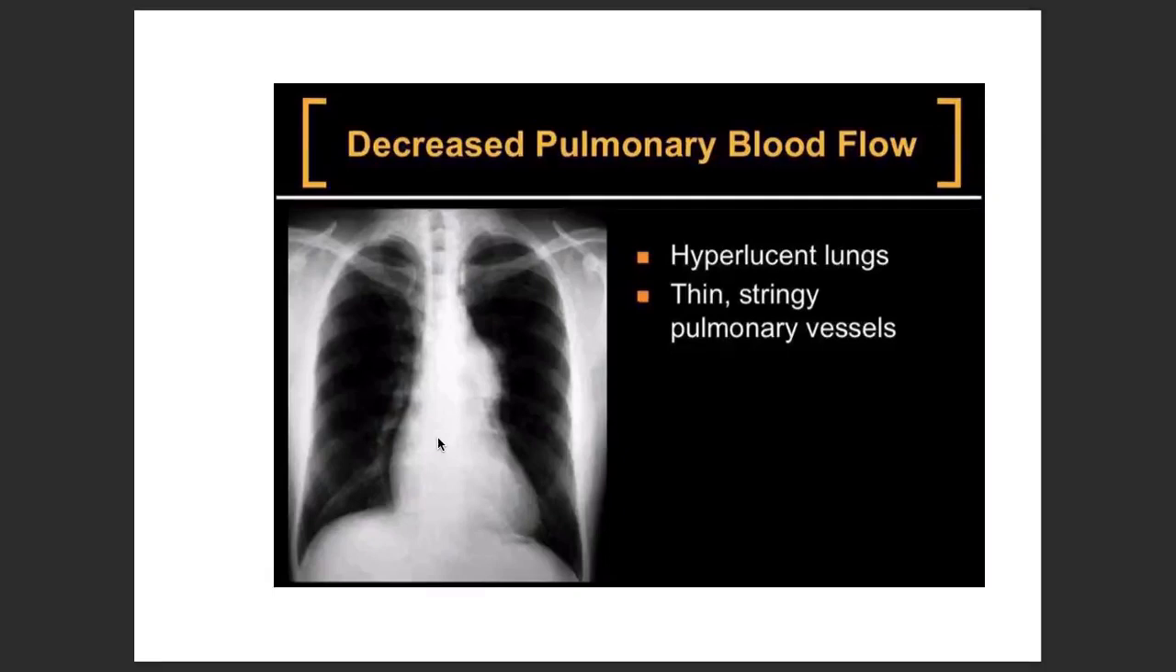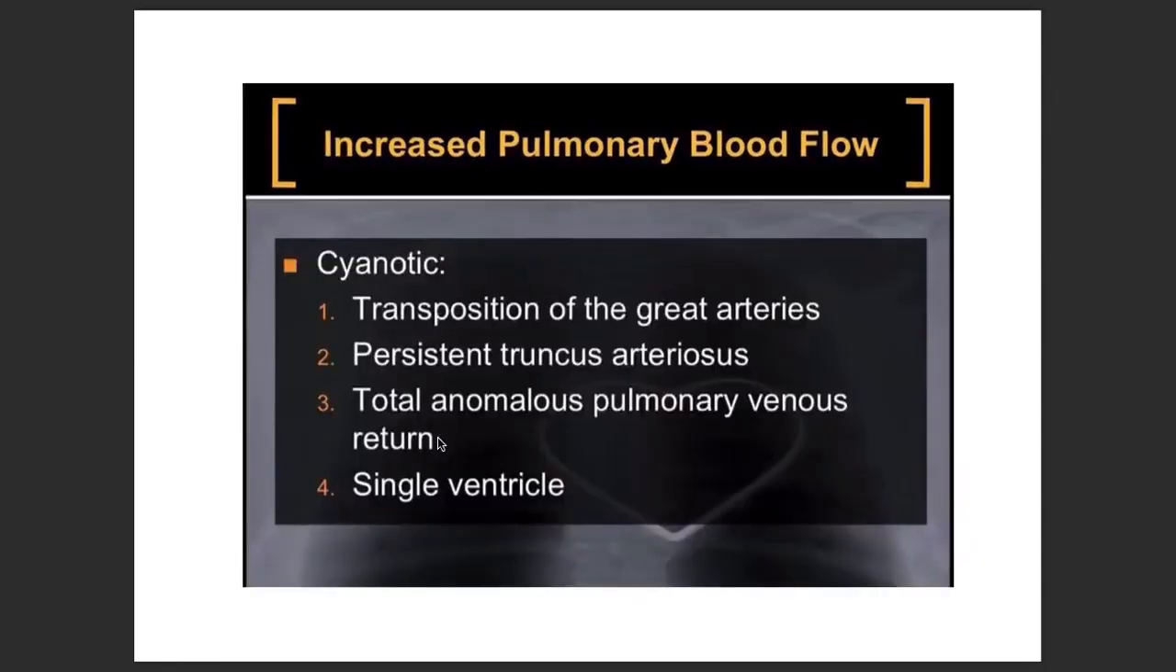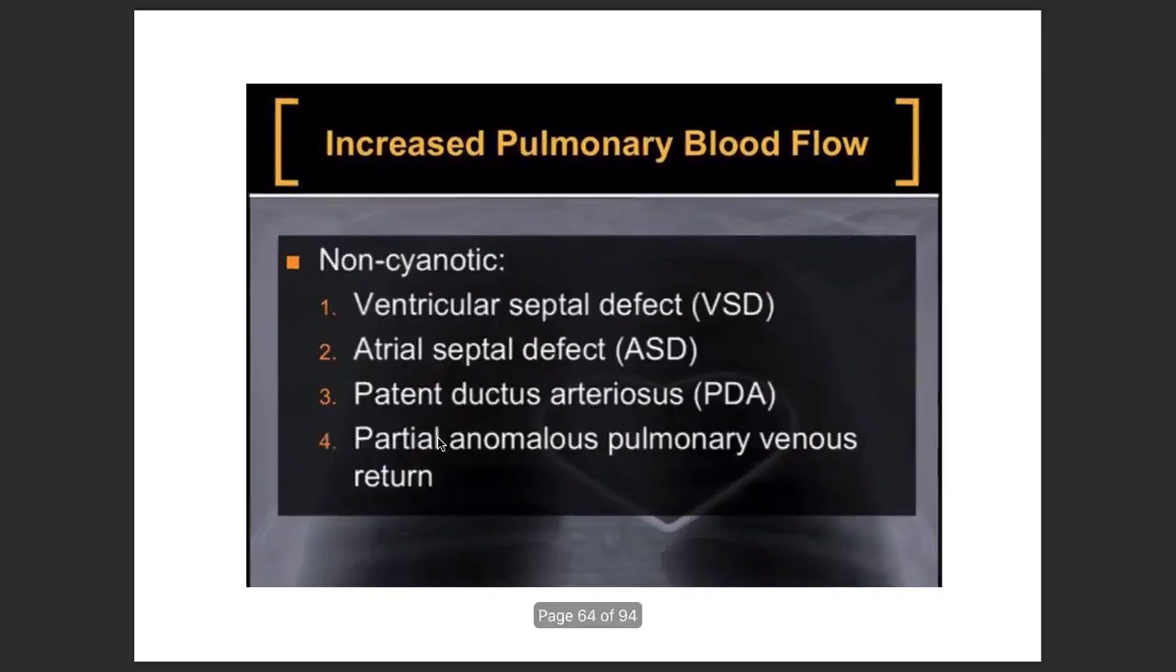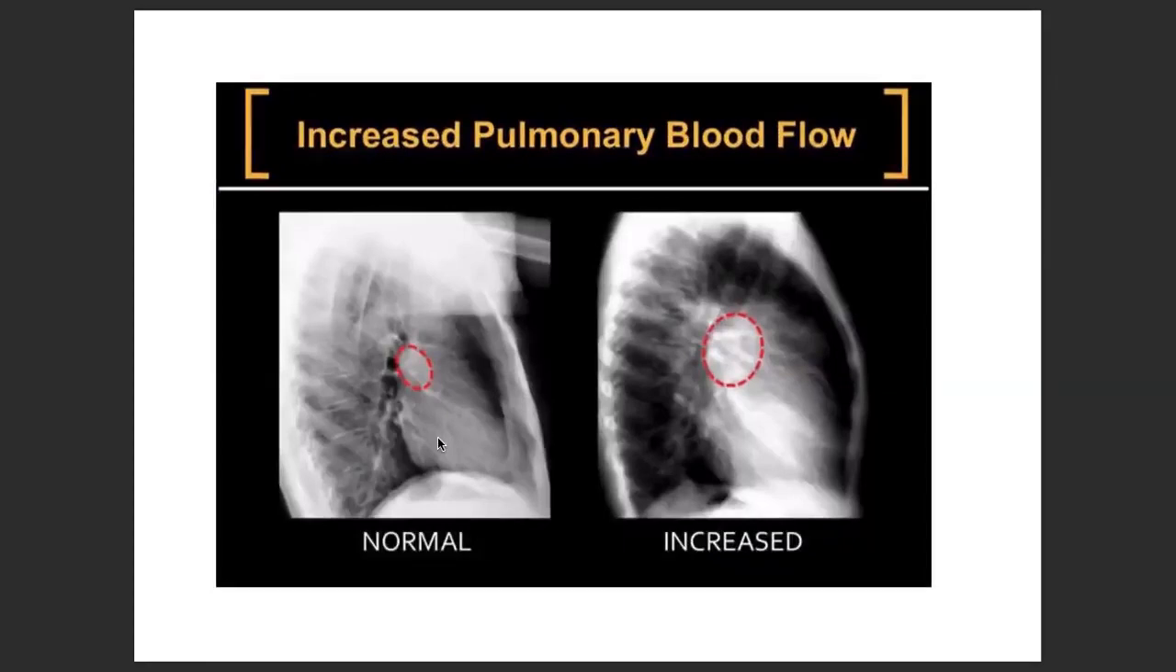Now coming to increased pulmonary blood flow, it can happen in two conditions. Either it can be cyanotic, otherwise it can be non-cyanotic. Cyanotic can be in terms of transposition of the great arteries, persistent truncus arteriosus, or even TAPVC, or in conditions like single ventricle. There can be non-cyanotic conditions as well, which are associated with increased pulmonary blood flow, like VSD, ASD, PDA, or PAPVCs as well.